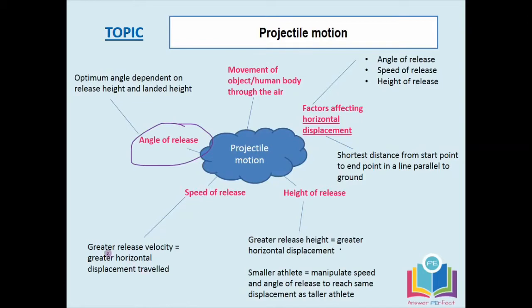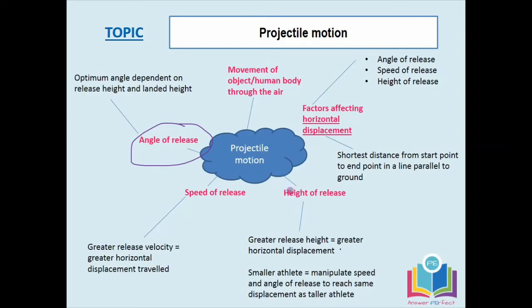So we've already said that the greater the release velocity, the greater the horizontal displacement. So in the shot put, the speed of the shift, that shuffle across the circle, or a rotation across the circle, ensures that the shot put leaves the hand at maximum velocity. We have to do it at maximum velocity in order to get maximum horizontal displacement for that athlete.